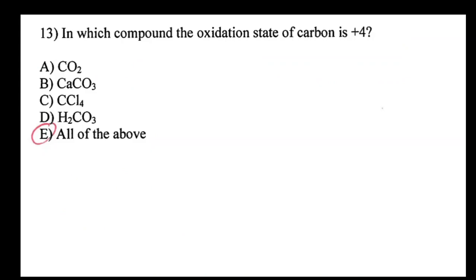In which compound is the oxidation state of carbon plus 4? Oh, that's a terrible question.